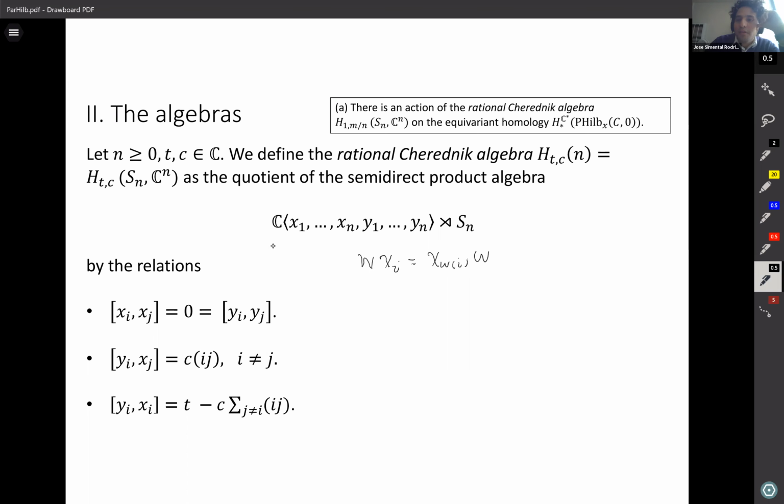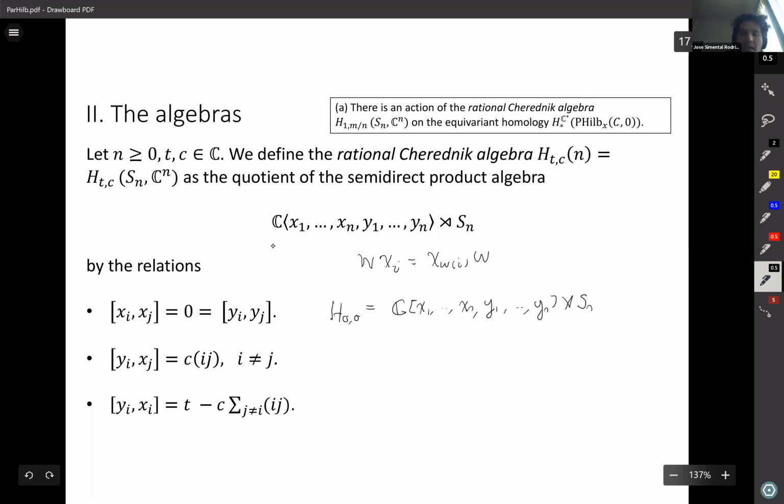For example, when both t and c are 0, I have that H00 is just commuting x's and y's, semi-direct product with Sn. When t is equal to 1 and c is equal to 0, what I get is differential operators on C to the n, semi-direct product with Sn. So here all these c parts go away, and I just have that the commutator of yi with xi is 1.